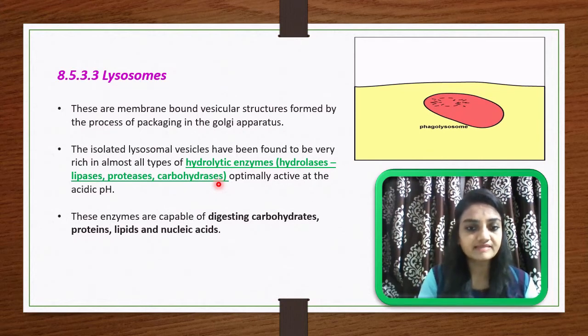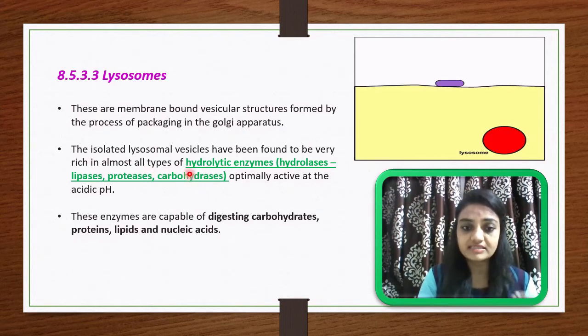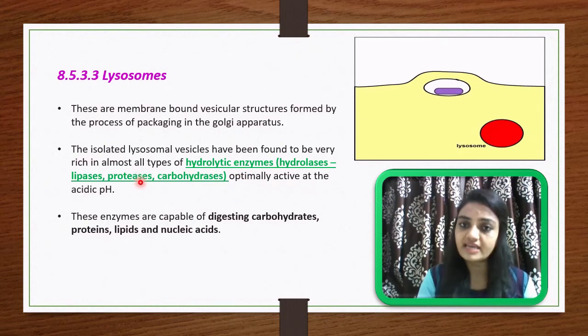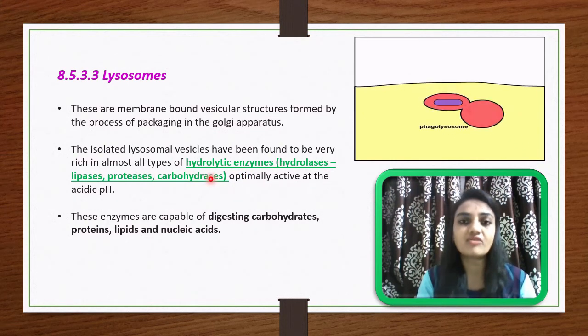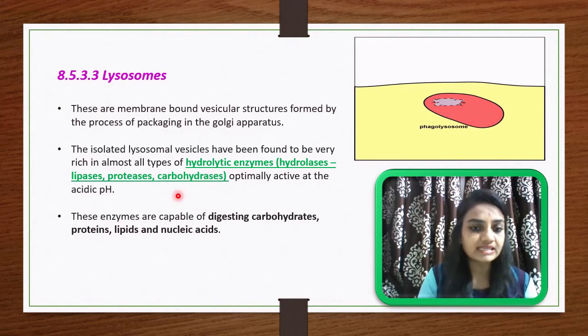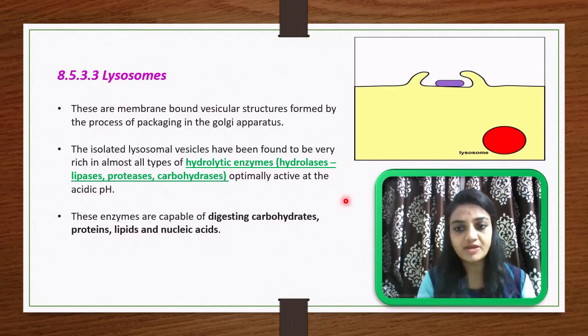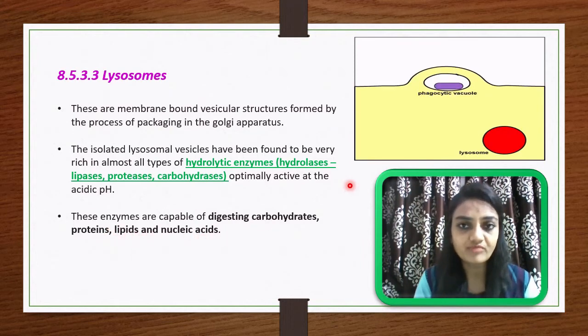So in this way, this organelle is rich with hydrolytic enzymes, optimally active at acidic pH. These enzymes are capable of digesting carbohydrates, proteins, lipids and nucleic acids. Okay, so why is this a very important organelle?